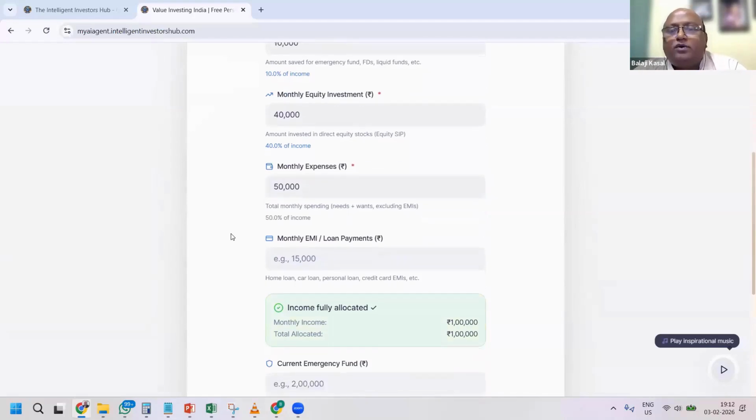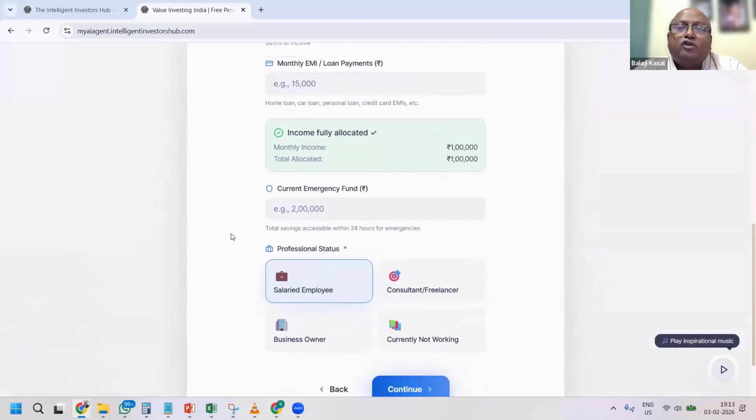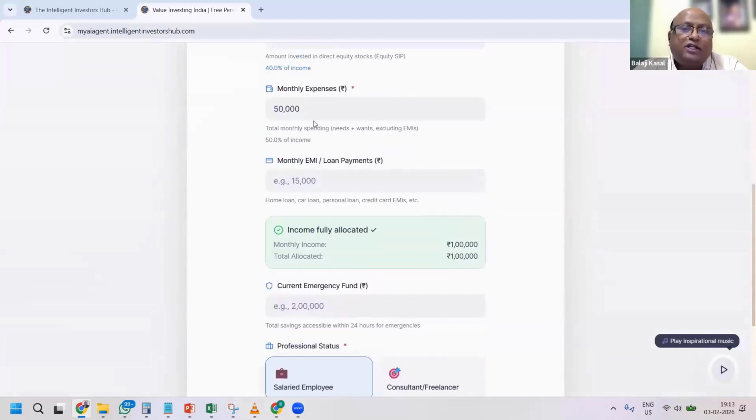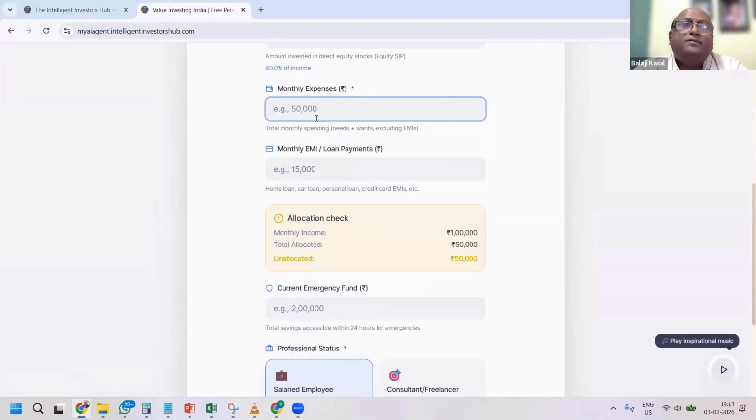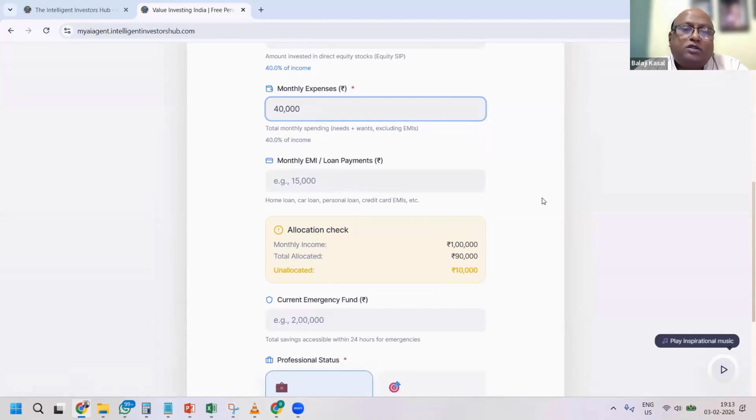Is there any EMI? No, I don't have that. Okay, if suppose some number is short, it will show you here against full income. For example, just from an example perspective, suppose I'm overshooting, it is going to indicate in red, overpay. If I make it 40, it will show you the shortfall. It will allow it, but it will say not fully allocated, so 10,000 rupees is unallocated. It is guiding you in case by some mistake you have not taken care of things. I'm just putting 50 here. There's no EMI.